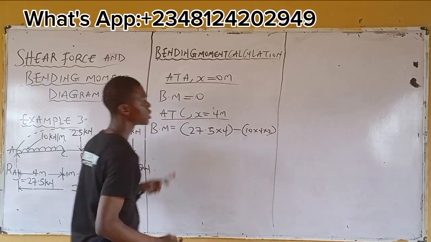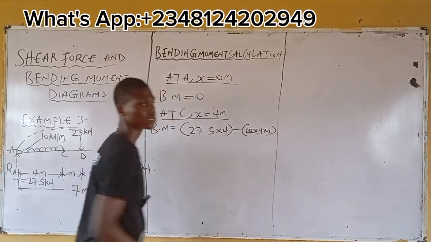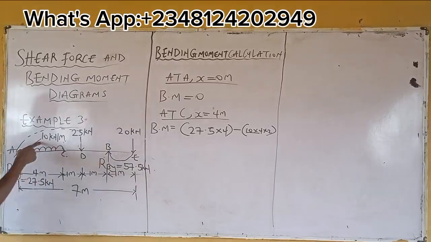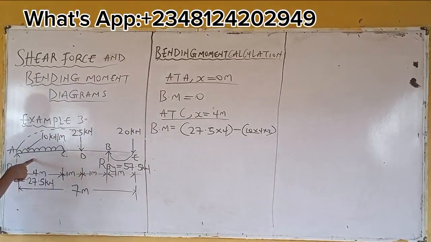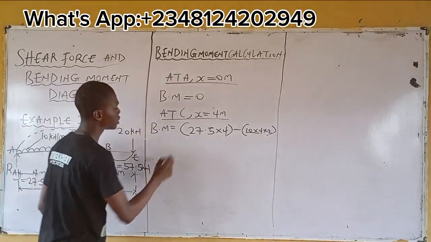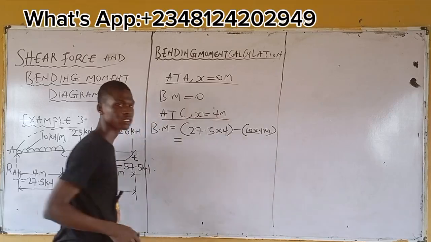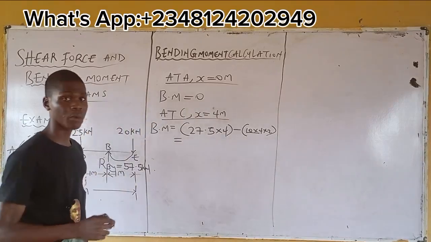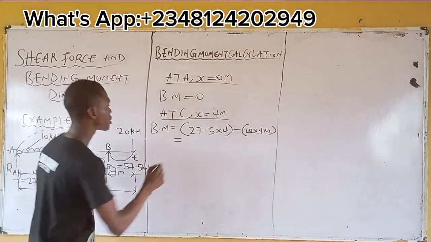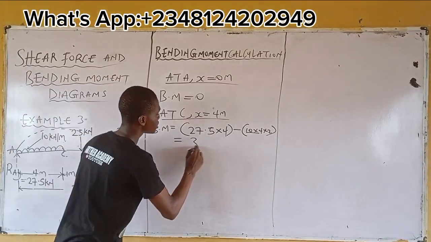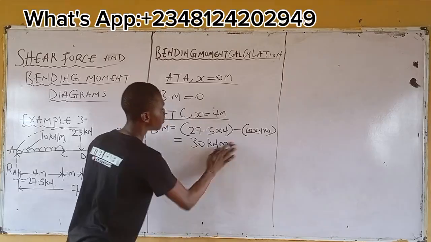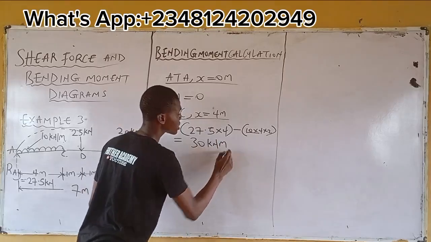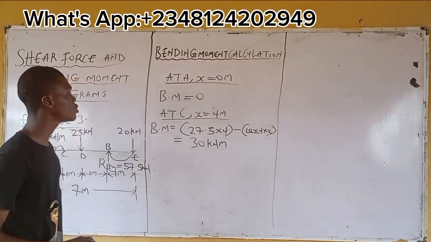Times 2, right? Yeah. This is the force and this is the what? Distance. This U.D.L, convert it to force. 10 times 4. That's this. 40. The distance of this U.D.L is what? 2. So that's what we have here. The algebraic sum of all this, it becomes what? Are you sure about that? Yes. 30 kilonewton meter. Bending moment, meaning force times distance. What do I have? 30 kilonewton meter.